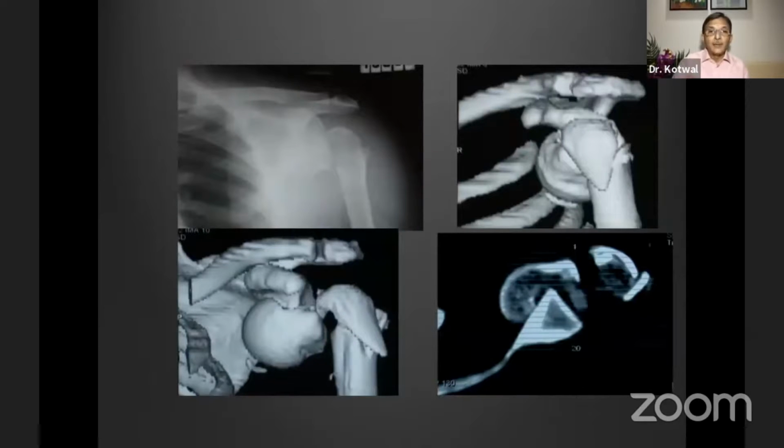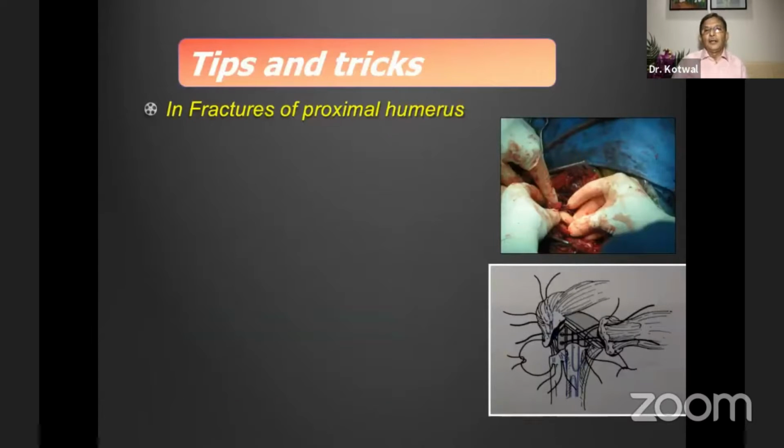So here is an example. This is a fracture dislocation of the humerus. You can see it so well. And then this is also a head splitting fracture of the head of the humerus, which cannot be reconstructed. Therefore, this is an indication for doing a hemi replacement of the shoulder.